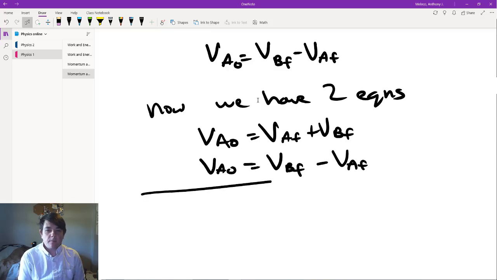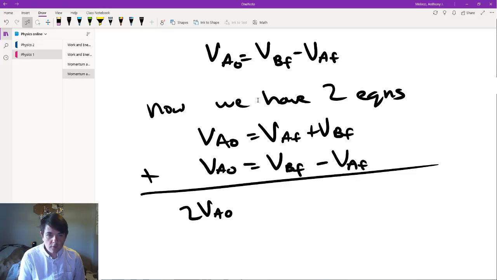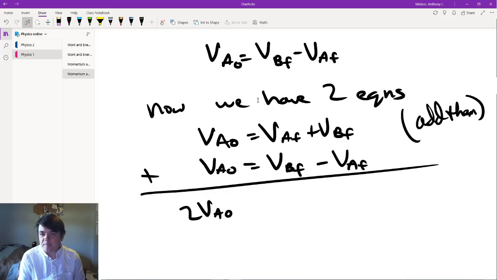So what we can do is add them. Let's just add the equations. So you get 2 VAO. I mean, you can also just plug in. I could have taken this and plugged in for VAO here. It's however you want to solve it. You have 2 equations, and you can solve for VAO in one, plug in, and solve the other way. But adding here is actually easier, because the VAFs cancel. VAF plus a negative VAF is 0. So VAFs are gone, and you have 2 VBF.